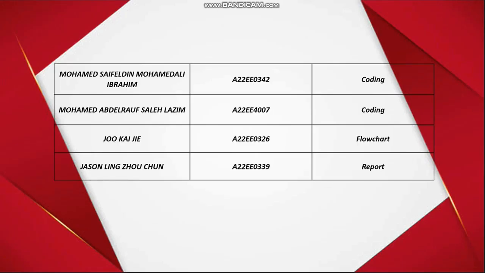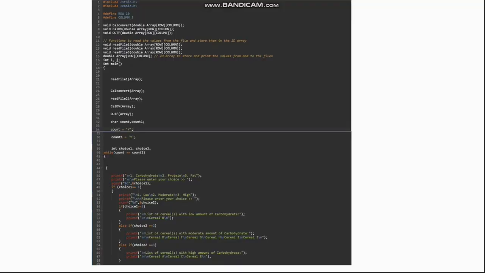So this is the work distribution for our project. Muhammad Saifuddin, Muhammad Dailin Ibrahim, and Muhammad Abdullah Saleh Lazim focus on coding, Jukai Jia focuses on the flowchart, and I, Jason Ling Chun, will start explaining our code. First of all, we have our libraries and our global declarations. We used a 2D array to store the values from the input file and to make calculations on them.